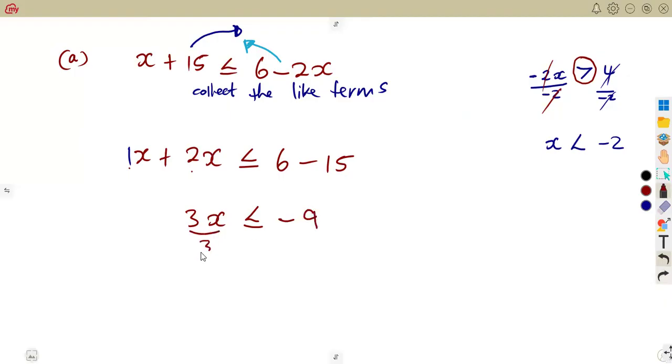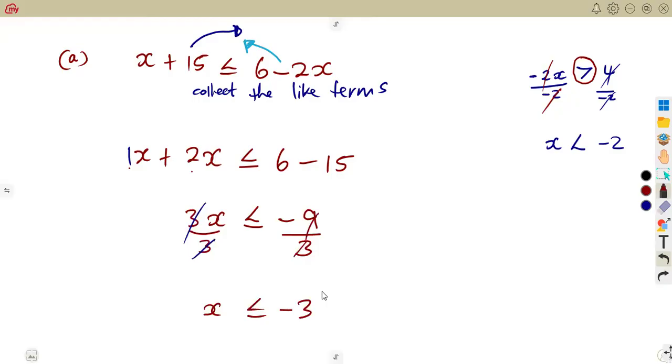All right, so let's divide by 3, both sides. And take note, you are dividing by a positive. So this is not going to affect our inequality sign. It's not a negative. This one's a positive. What are you dividing with? That is a positive 3. So it is not going to affect anything. So our x is going to be less than or equal to minus 3. So this is what we are going to have at the end.